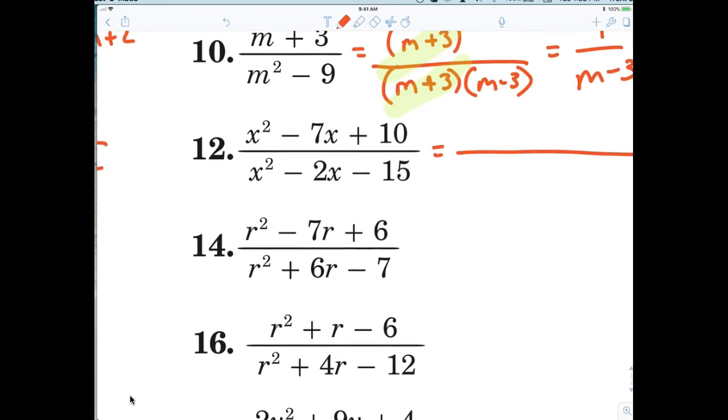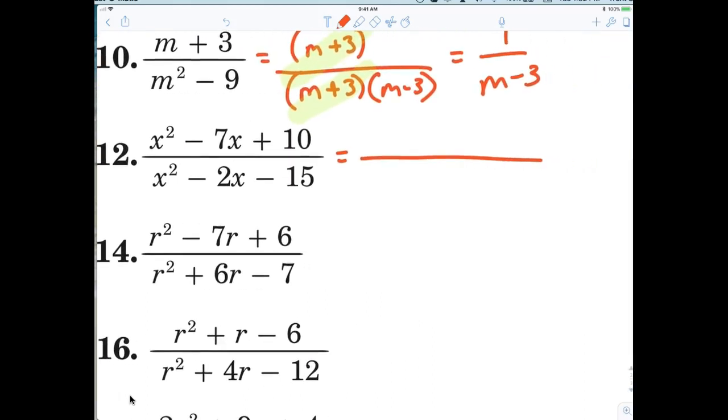Everybody factor the numerator and factor the denominator. Let's see if you get it right. All right, everybody try number 12. Factor, factor, factor. All right, and what am I doing here?